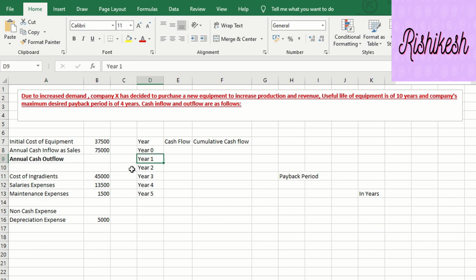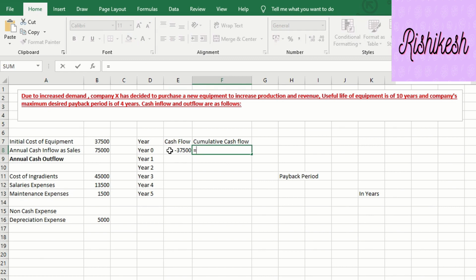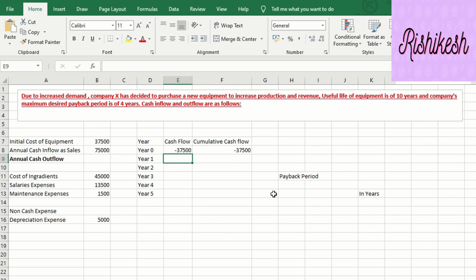So if you see here in year 0, that is in the beginning, the company invested 37,500 rupees to buy that equipment. So it's a cash outflow, and it will be placed with a minus sign, minus 37,500. And the cumulative cash flow will obviously be equal to this itself, that is minus 37,500. Now year 1, there is going to be some cash flow.